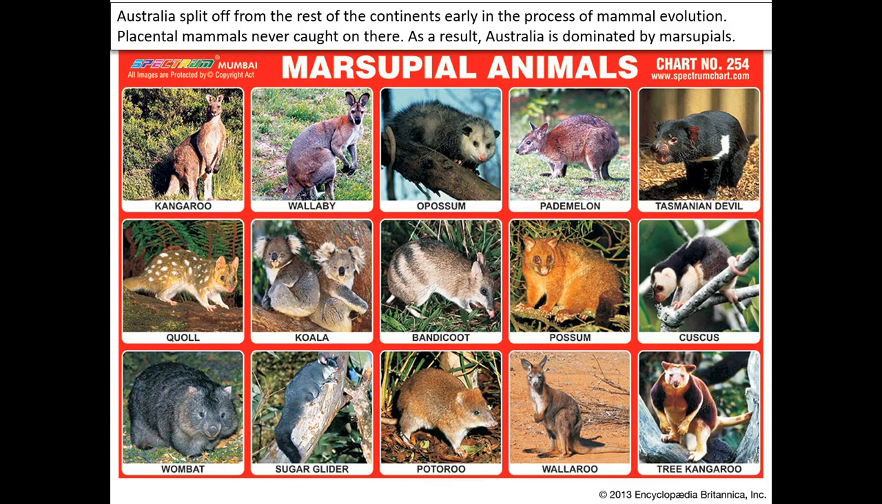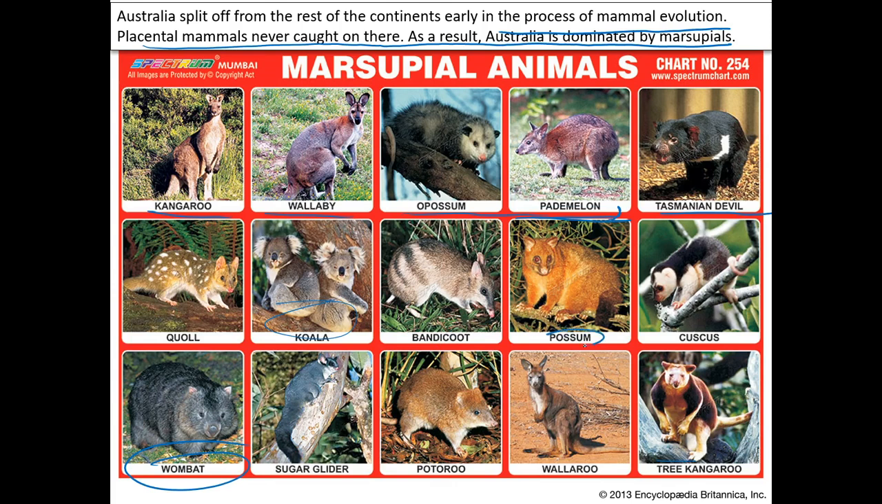Now Australia is a very special place because it split off from the rest of the continents early in the process of mammal evolution, and therefore placental mammals never caught on there. As a result, Australia is dominated by marsupials. The vast majority of marsupials live in Australia, right? So you have the kangaroo, the wallaby, the possum, some things I've never heard of before. Patamelon, I never heard of a patamelon. Tasmanian devils like Taz, and tree kangaroos, my gosh, wombats, koalas, right? Bandicoots, all these things.